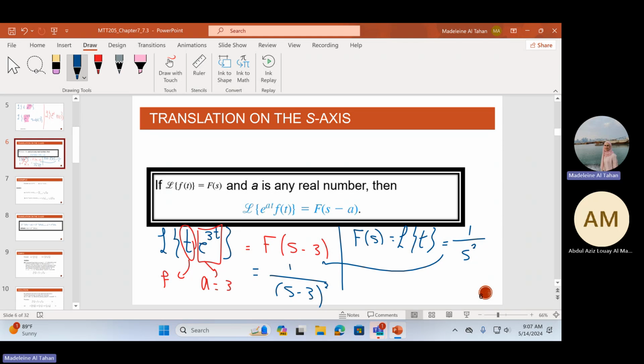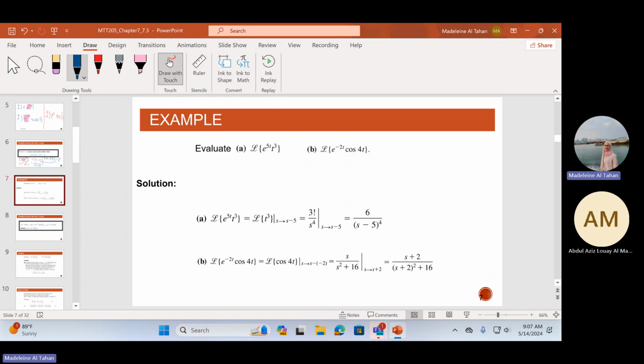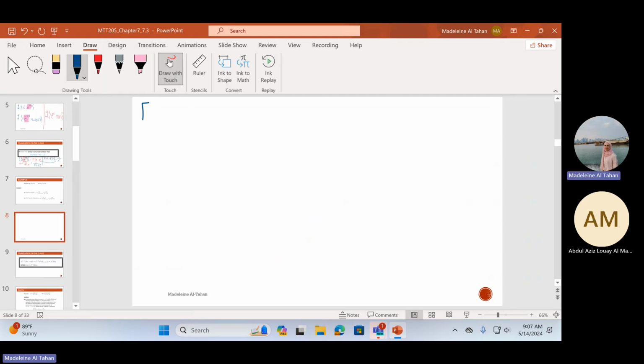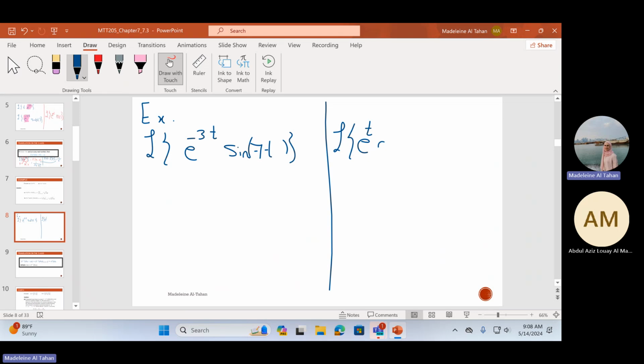Already I added here some questions, but we can always construct our own question. So here we have 2 examples that we already solved. Let's do our own examples here. Let's choose the first one: Laplace of e^(-3t) sin 7t. We need to find this one, and we need to find Laplace of e^t sin 40. Can you start with these ones?